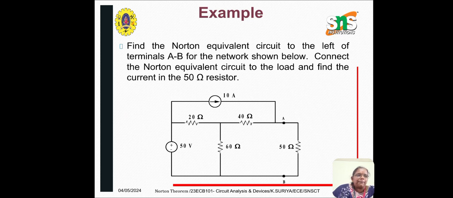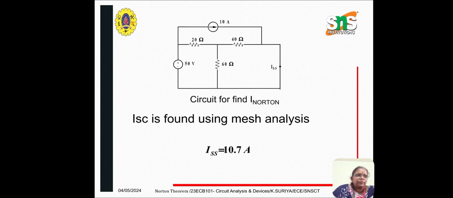So we will see an example. In this example, you find the Norton's equivalent circuit, connect it to the load, and find the current in the 50 ohm resistor. So the first step is across AB, you have to remove the 50 ohm resistance and then short circuit the AB in order to find out the current IN. It is shown in this figure.